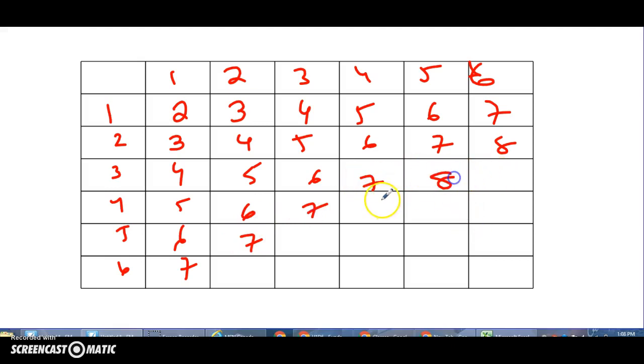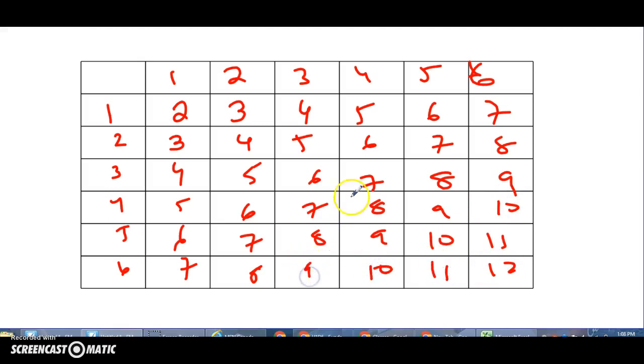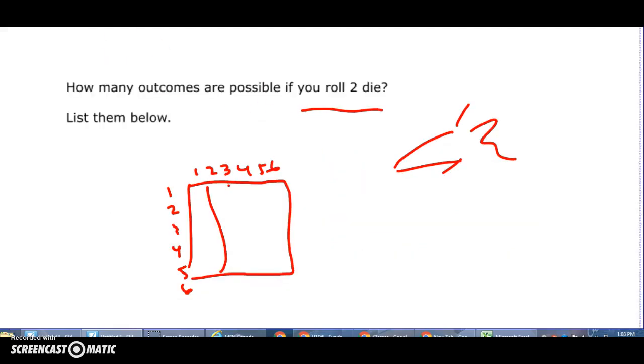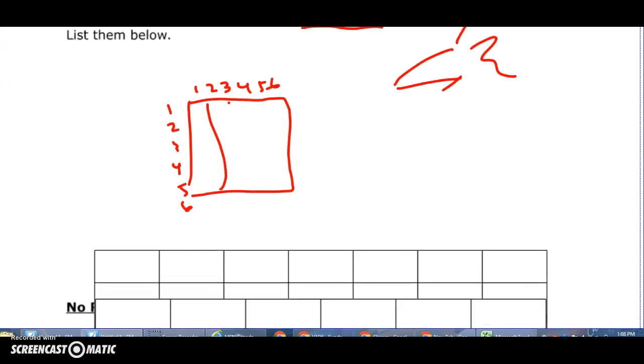You got an 8 here, an 8 here, an 8 here, an 8 here. You just jump around. 8, 9, 10, 11, 9, 10. There's a 9. Only the 1, 12, 10, 9. Okay, so you look at that, and those are all the different options for rolling the dice. So we'll be looking at that.